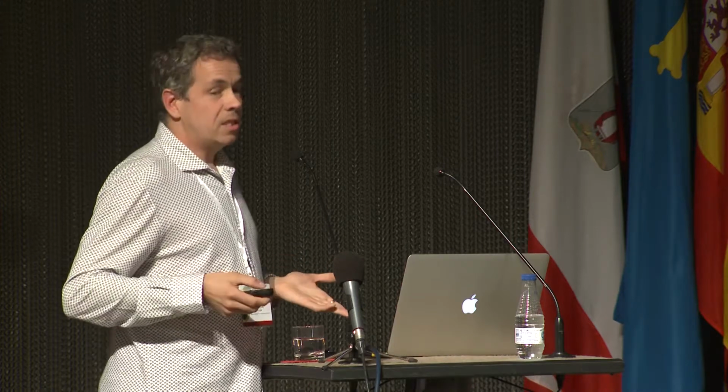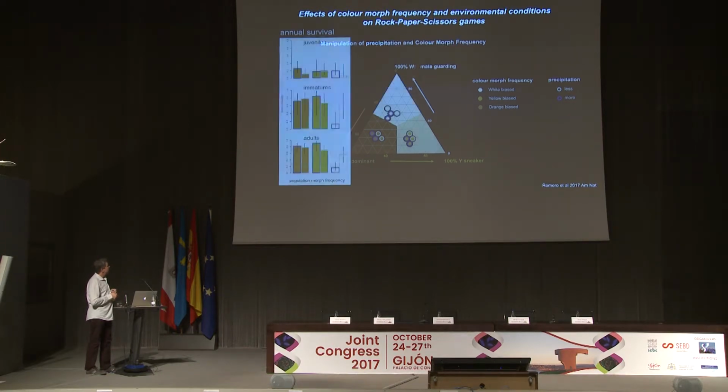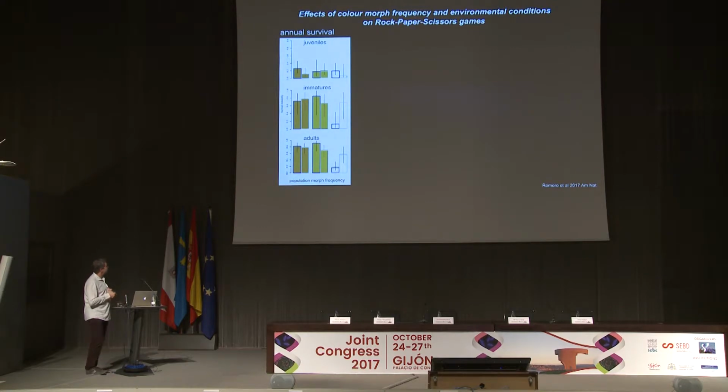One hypothesis is that climatic conditions might be responsible for that. And we carried out experiments to test this hypothesis. So we produced generations with yellow, white, and orange bias, and we submitted them either to less or to more precipitation, and then quantified their effect on survival selection. In juveniles, you can easily see there's no difference at all. However, in immatures and adults, individuals of white bias populations exposed to more humidity had reduced survival. So that means that survival indeed depends on the color morph frequency and the environmental conditions.